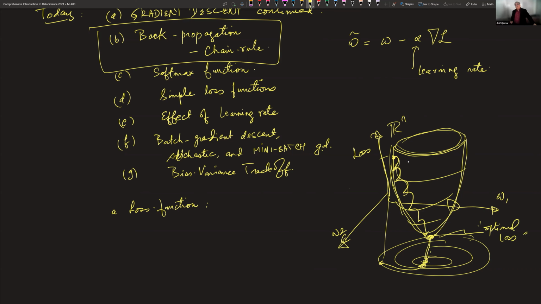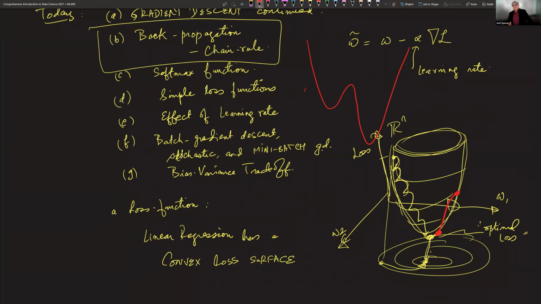Now, this is true for linear regression. Linear regression is a situation where you have a convex optimization. So linear regression has a convex loss surface. Why do I say that? What does this word mean? What is convex? A surface is convex if you connect any two points. Basically, the intuition is, there are no bends in it. There is nothing like this. This is not a convex surface.